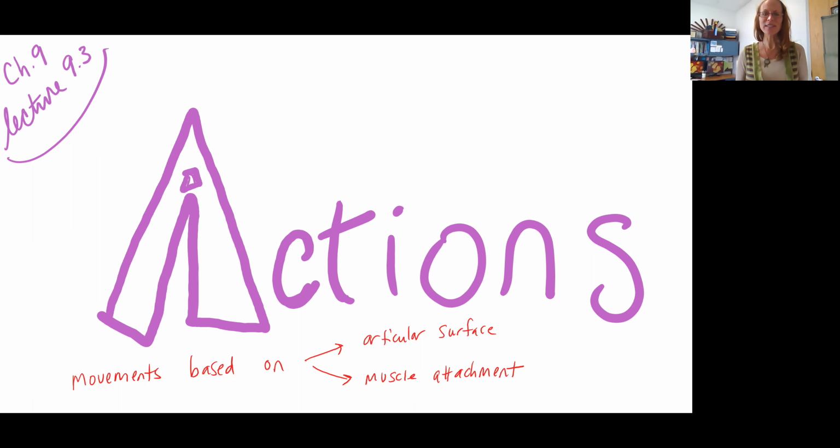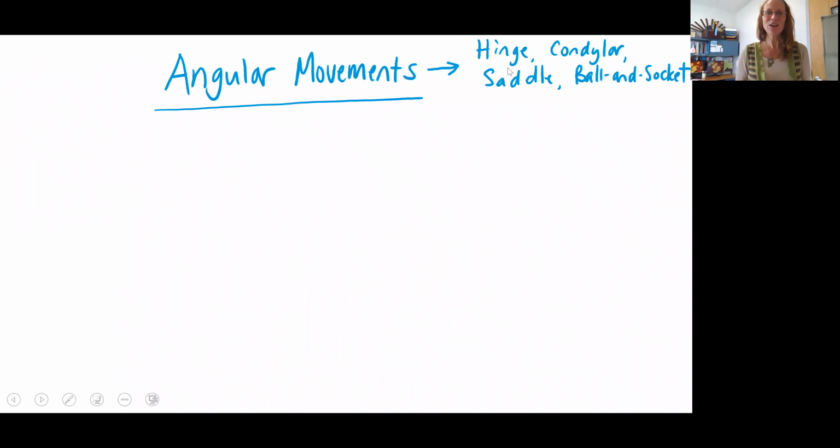Our job for this video is to talk about actions. And these are the movements that we can produce in our body based on the articular surfaces of our synovial joints and the way the muscle is attached. So let's get started. To begin, let's look at what are described as angular movements.